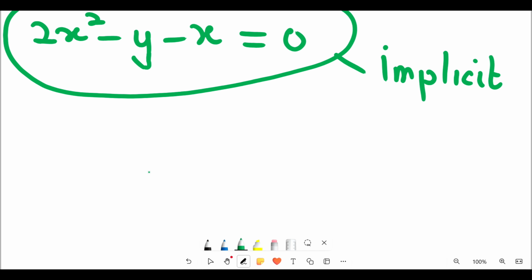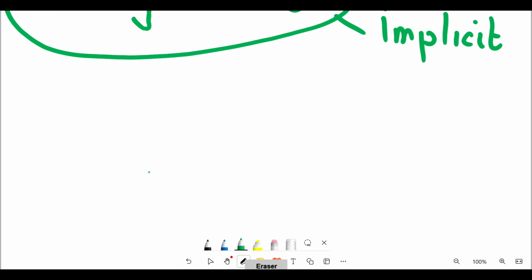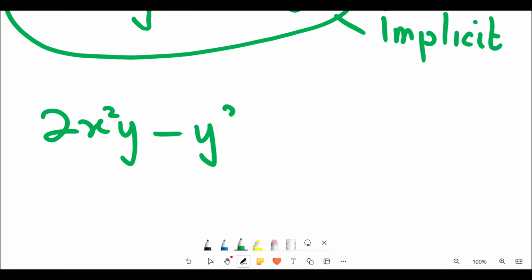Now let's look at more examples. If I have 2x squared y minus y squared plus 6x equal to, let's say, negative 4, this function is also termed as an implicit function because you can see that we have not made y the subject, we have not made x the subject, so we have not isolated the dependent variable. So this is also an example of an implicit function.